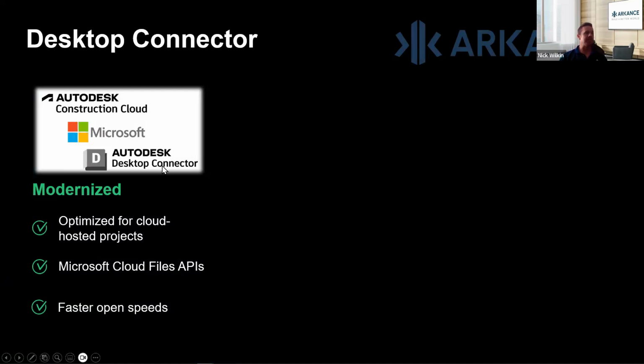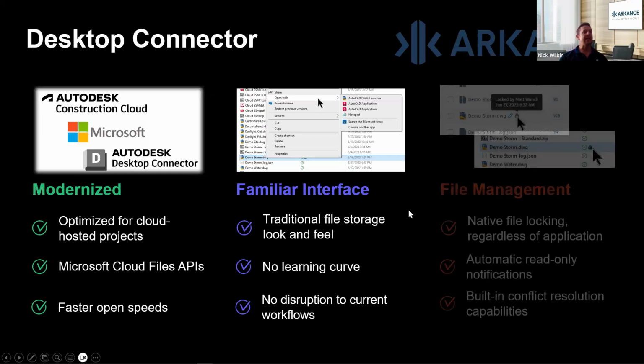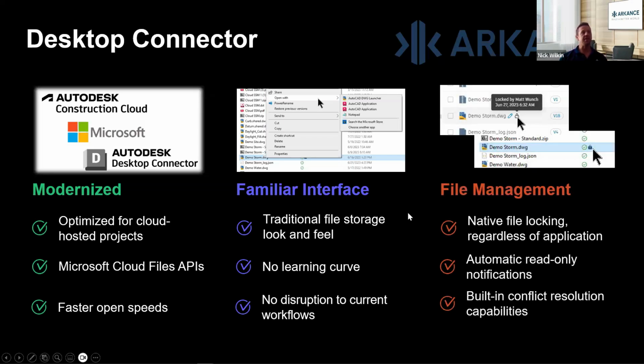ACC connects to Microsoft, and Desktop Connector is connected to your PC. It's a very familiar interface, so it looks just like Explorer. You're not going to have to change anything. You don't have to learn any software, so there's no disruption in your workflow. You just carry on as normal and it will work the same. You can lock files regardless of the application you're using, and it's an automatic read notification. This is all on the back end of Desktop Connector, and you'll notice that it's even got a built-in conflict resolution.